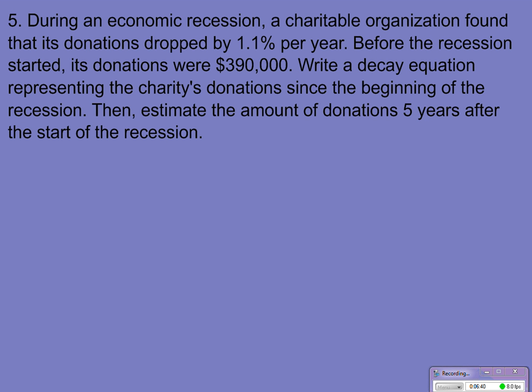So during an economic recession, a charitable organization found that its donations dropped by 1.1% per year. Before the recession started, the donations were 390,000. Write a decay equation representing the charity's donations since the beginning of the recession. Then estimate the amount of donations 5 years after the start of the recession. So my initial amount, 390,000, that's going to be my C. My rate is going to be 1.1%. As a decimal, that's 0.011.